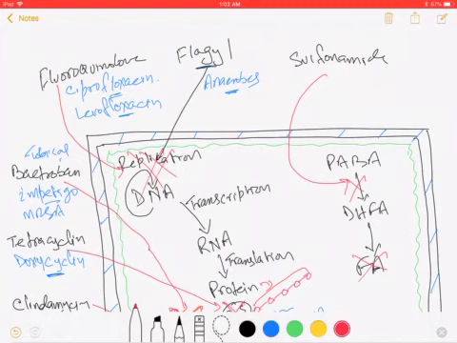Then there is another antibiotic that is called trimethoprim. Now let's use the black color. Trimethoprim blocks the folic acid synthesis by blocking the second step. So sulfonamide, first step, so there is no dihydrofolic acid, there is no folic acid. Trimethoprim blocks the folic acid in the second step.